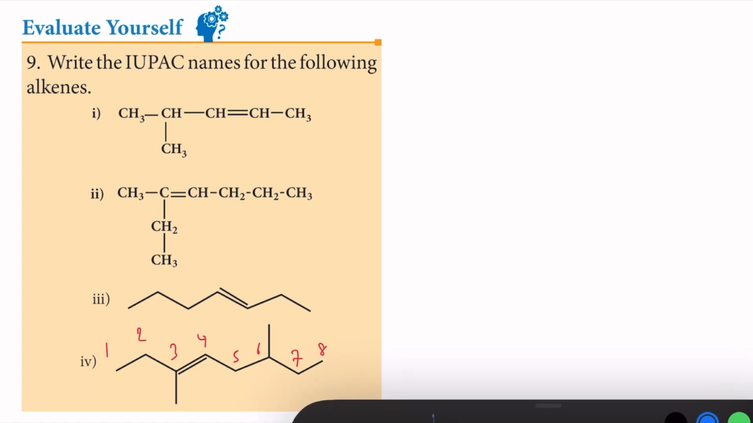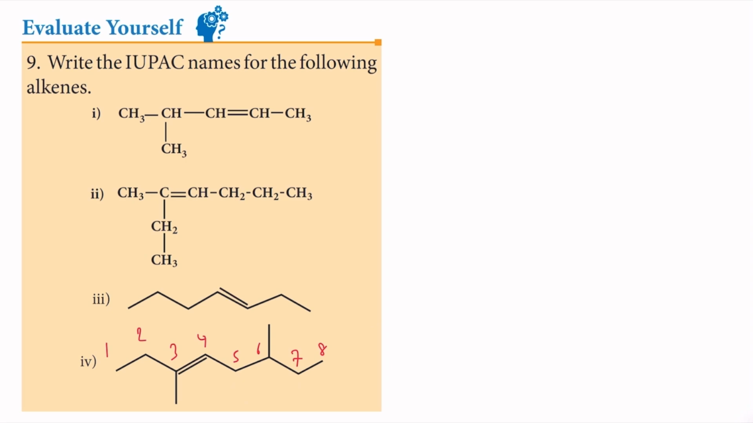Therefore, let us assign priorities as per Cahn-Ingold-Prelog rules. We have a hydrogen atom here that gets low priority, a carbon atom here with higher priority, a carbon atom here, and here also a carbon atom. So now this carbon has 2 hydrogens and 1 other carbon atom, whereas this carbon has 3 hydrogen atoms, and therefore this gets higher priority, this gets low priority.